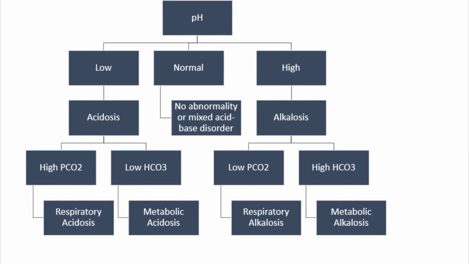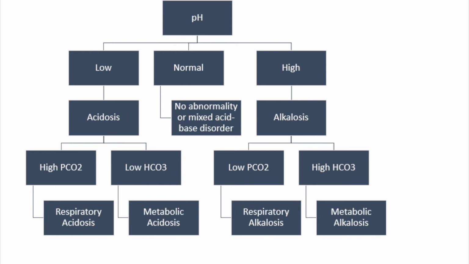Now, when interpreting an ABG, the first thing to look at is the pH. If the pH is below 7.35, the patient is acidotic. If the pH is above 7.45, the patient is in alkalosis. And if it's between 7.35 and 7.45, then that patient is within the normal range. There's no abnormality or mixed acid-base disorder happening currently.